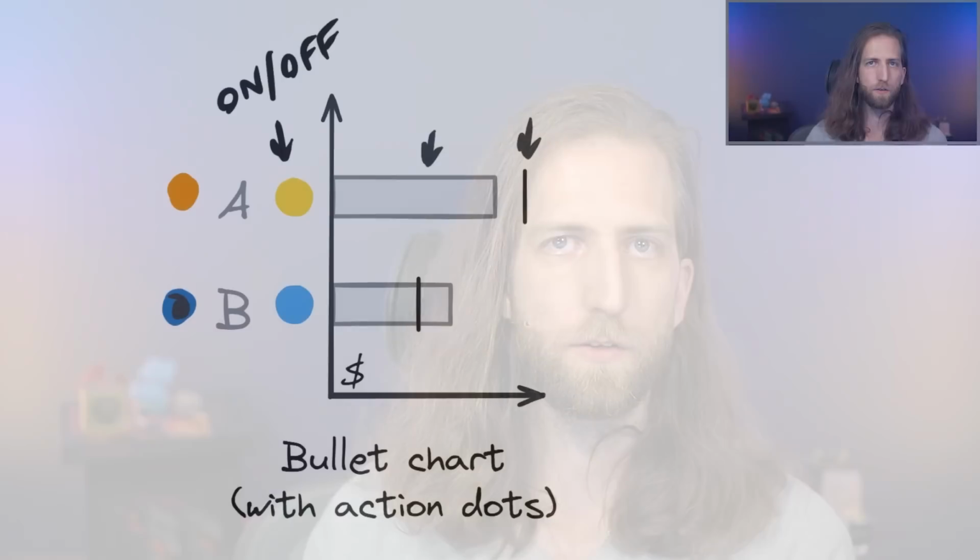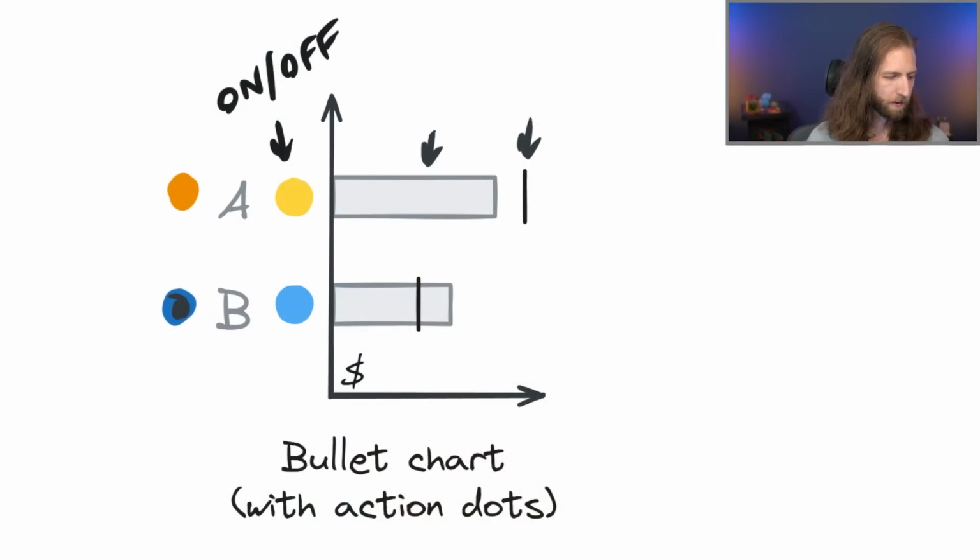So if we know that, for instance, we're only going to be taking certain actions if the sales is 80% of the target or so on, then we could have this action dot here, this conditional formatting here, so that we can focus on that category and move on to take actions about it.